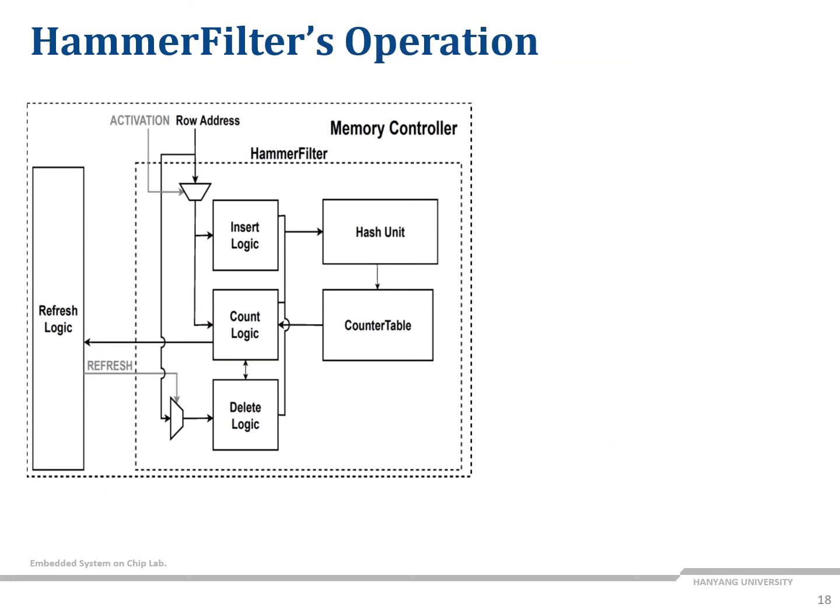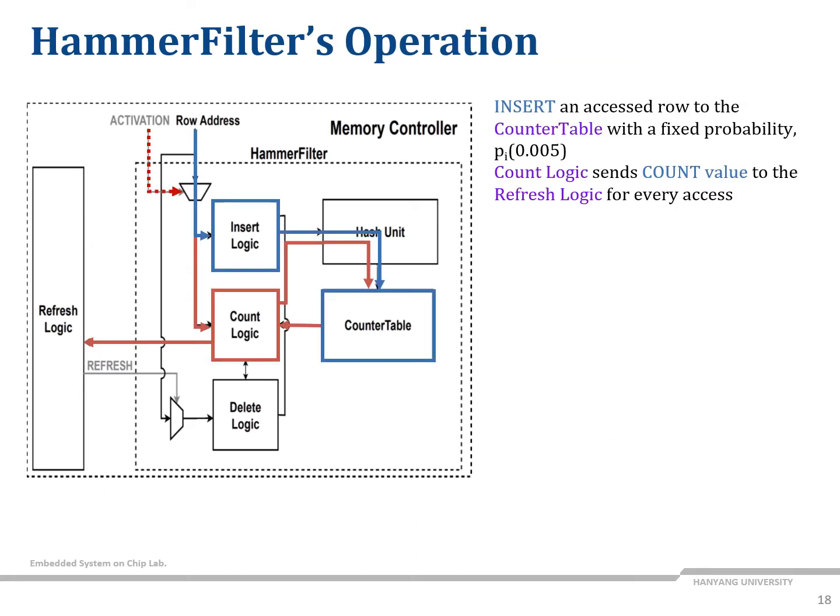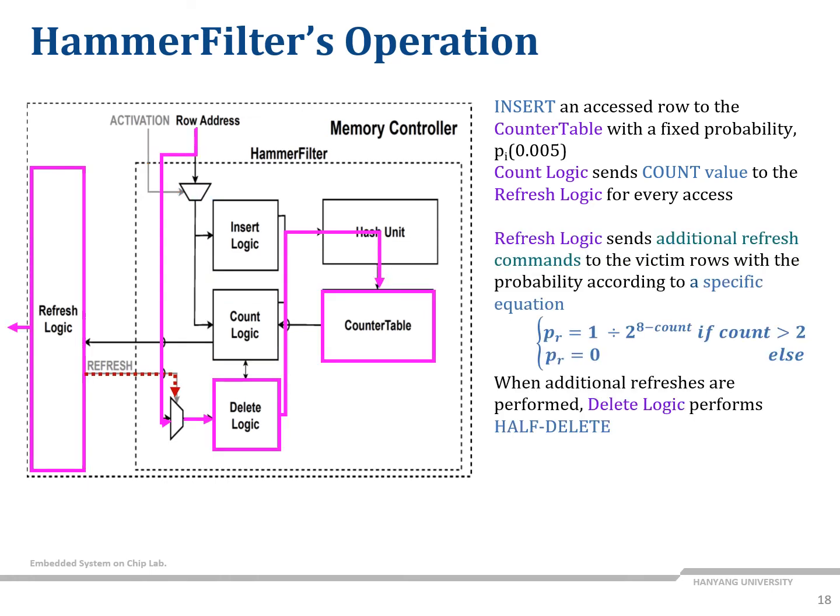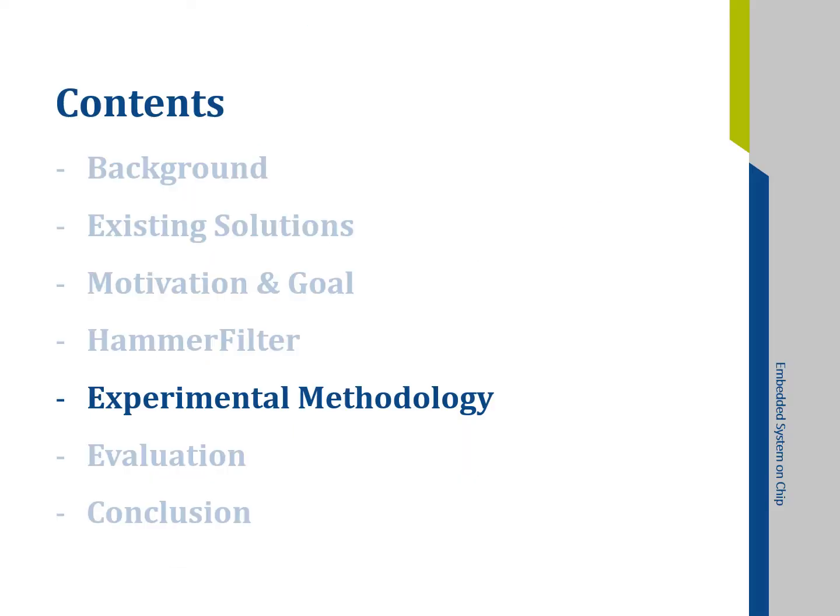I'm going to explain HAMMERFILTER's operation. By using the insert operation, HAMMERFILTER inserts an accessed row into the counter table with a fixed probability pi of 0.005. Simultaneously, count logic sends the count value to the refresh logic for every access. Refresh logic sends additional refresh commands to the adjacent rows with a probability according to the specific equation below. When additional refreshes are performed, delete logic performs half delete.